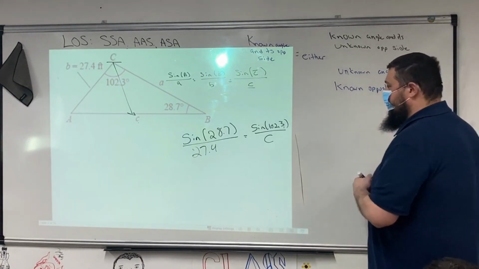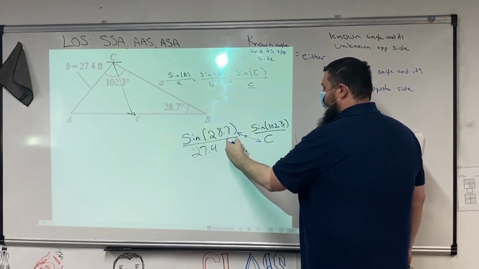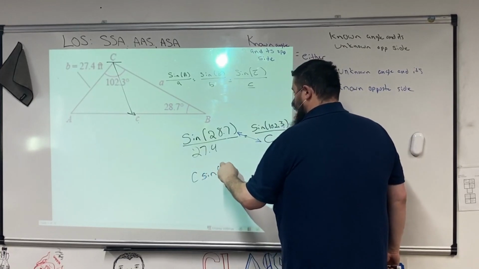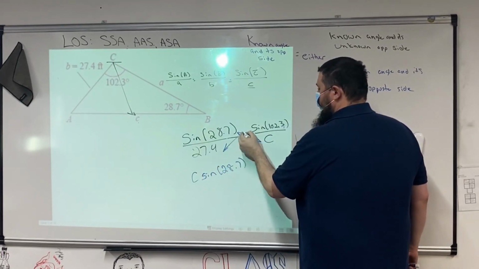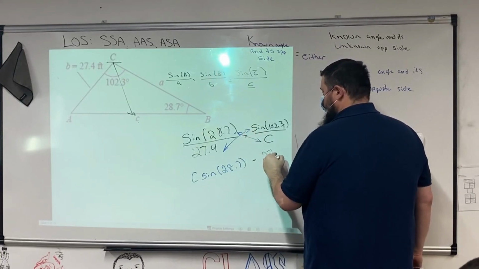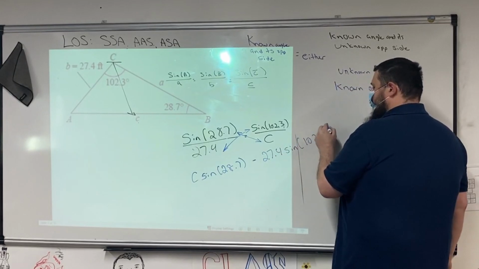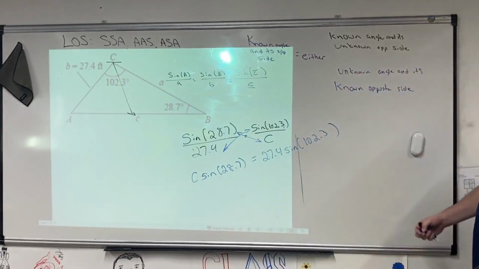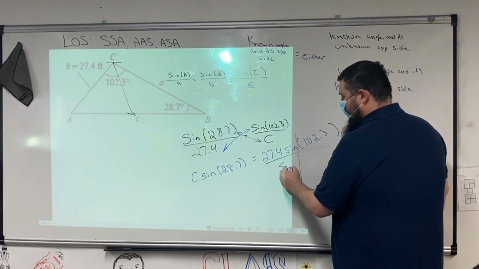So, to cross multiply, we have C times sine 28.7, and that's going to be 27.4 times sine 102.3. And then Josh, this is exactly what you said. Why not just go ahead and do this, right?